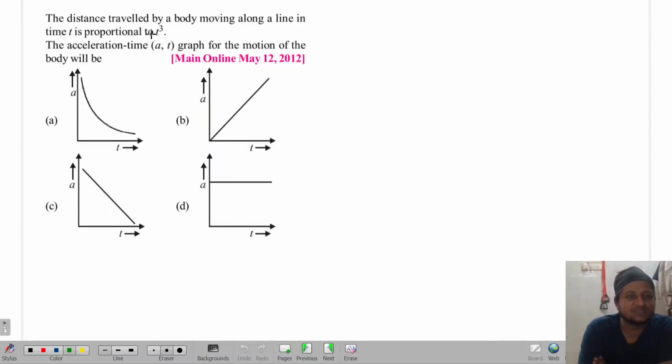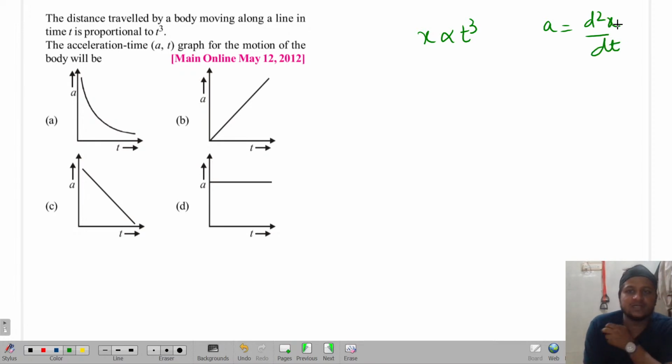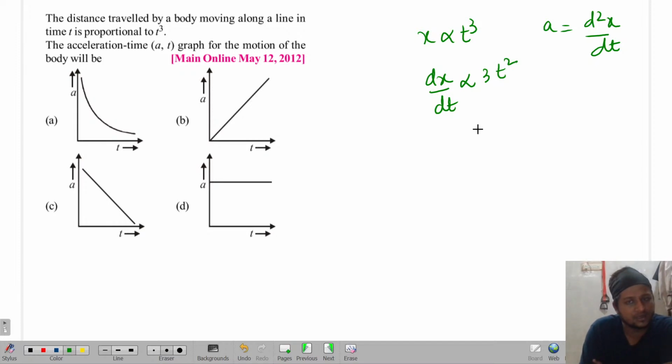So look over here. What is happening? Distance is proportional to t cube. X is directly proportional to t cube. Now look over here. It is asking for the acceleration time graph. You know that acceleration is d2x by dt square if the displacement equation is given. So dx by dt is going to be directly proportional to 3t square. If I take the double differentiation, d2x by dt square is going to be directly proportional to 6t. That means acceleration is directly proportional to 6t.